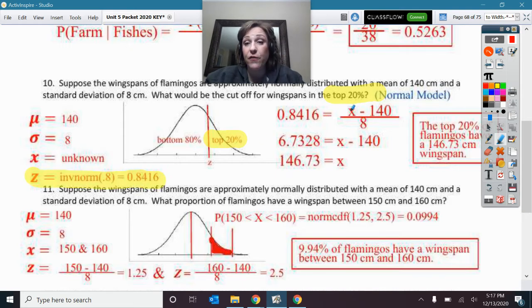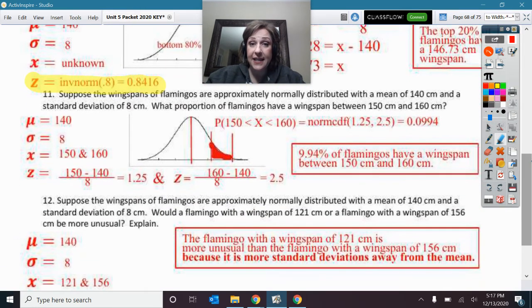And then you had to come over here and set up your z-score formula. Your 0.8416 equals your x minus your mean over your standard deviation, and then you solve for the x. All right. Now the next one gives us two x values. So then I know I need to get a z-score.